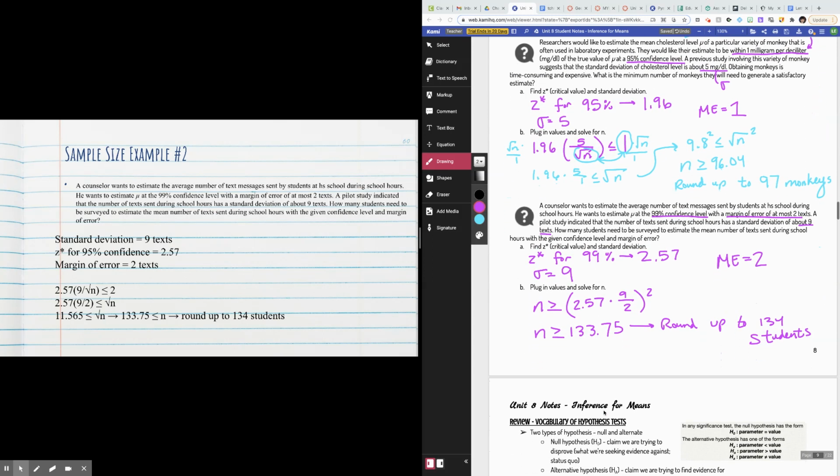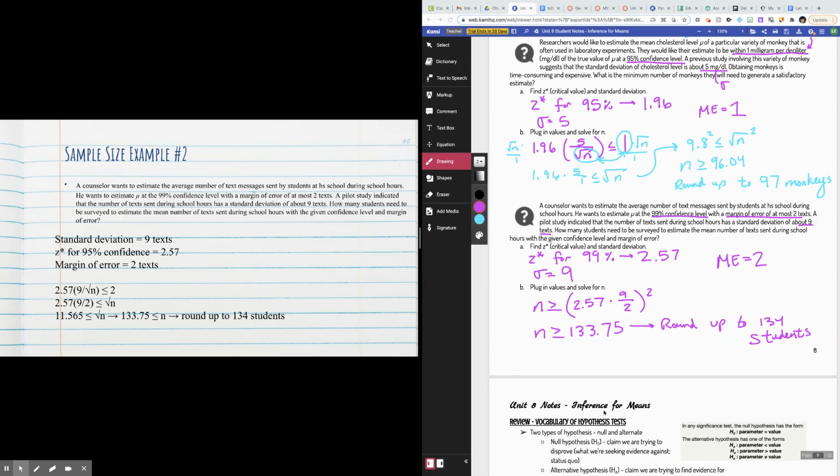In this problem, we're estimating the number of text messages sent by students at a particular high school during school hours. This person wants a 99% confidence level. Margin of error can be at most 2. In a previous study, they got that the standard deviation was about 9, and we're trying to figure out how many students we need. So Z star for 99% confidence is 2.57, standard deviation is 9, and my margin of error is 2.